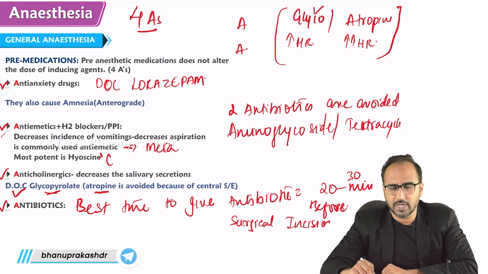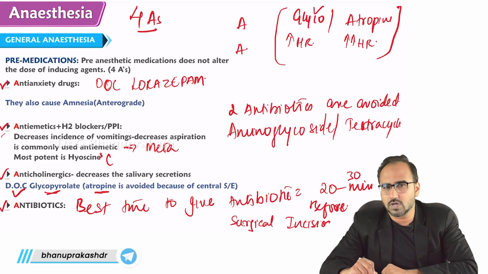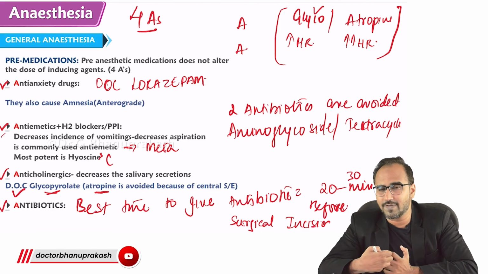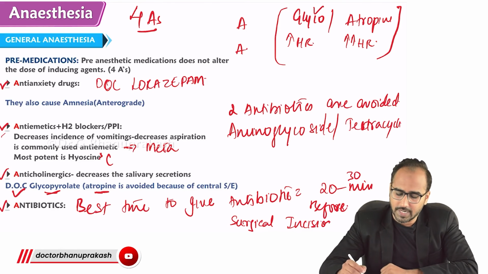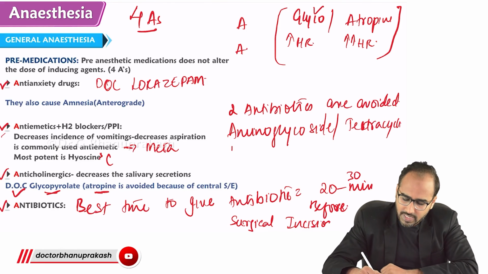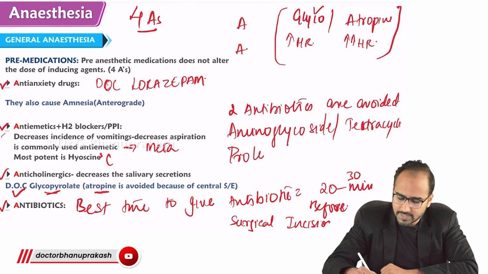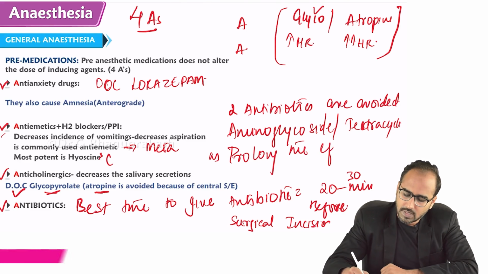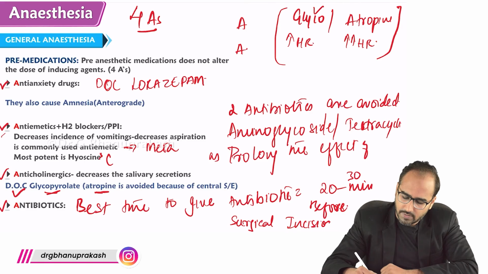Why are they avoided, guys? Because they also cause the same effect that lithium was causing in anesthesia. Lithium was also avoided 24 hours before surgery, yes or no? Why? Because it was prolonging the effect of muscle relaxant. Aminoglycoside and tetracycline also prolong the effect of muscle relaxant. Two antibiotics are avoided as they prolong the effect of muscle relaxant.